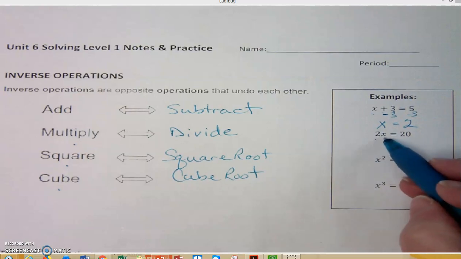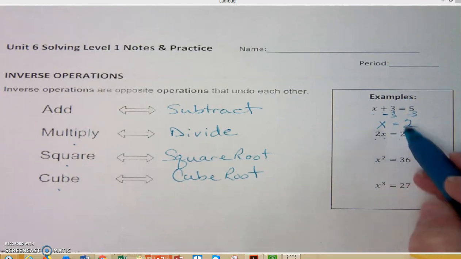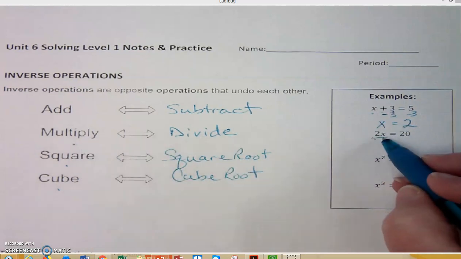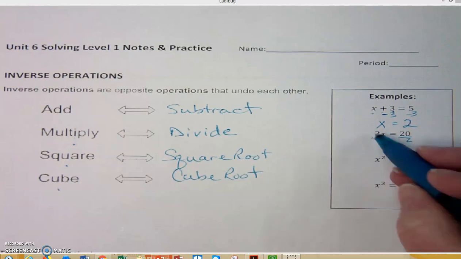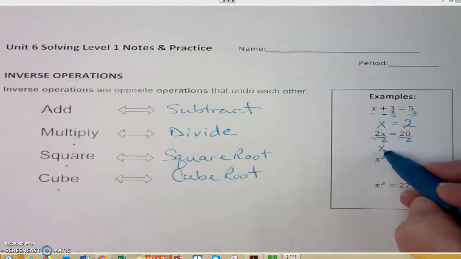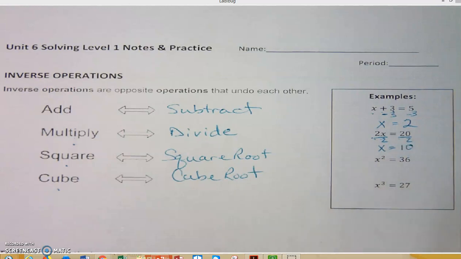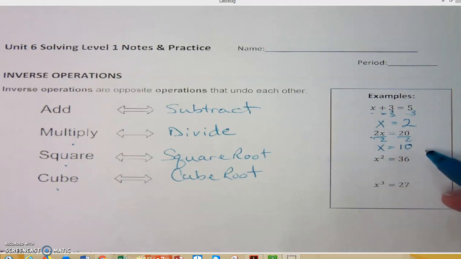Multiplication. 2 times x equals 20. The inverse operation for multiply is divide. So I'm going to divide both sides by 2 so that I can isolate my x and solve for x. These 2's cancel and I get x equals 20 divided by 2, which is 10. So you've been doing this for a long time. You know how to do this, but you probably just forgot why you do it.